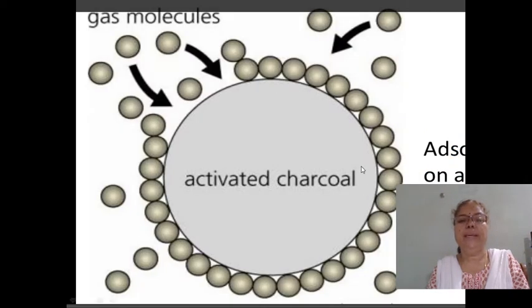Then in this example here, this is the activated charcoal, and the gas molecules get accumulated on the surface of the charcoal. These gas molecules do not enter into the bulk of the activated charcoal, and this process is called adhesion, the accumulation or collection of gas molecules on the surface of charcoal. This phenomenon is the adsorption.